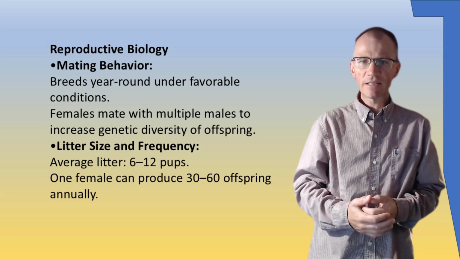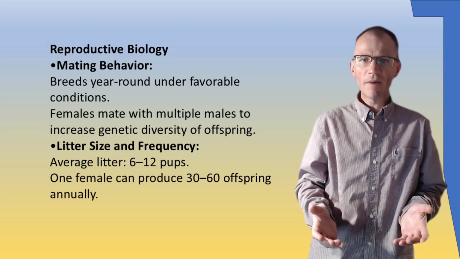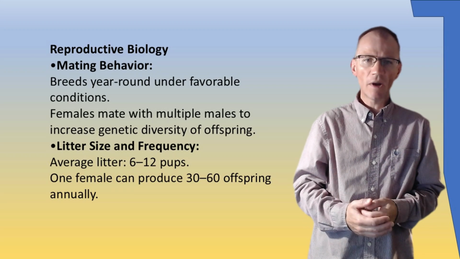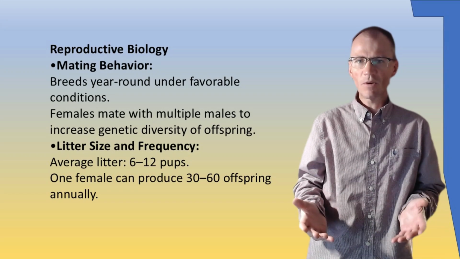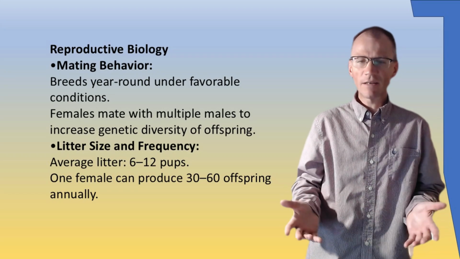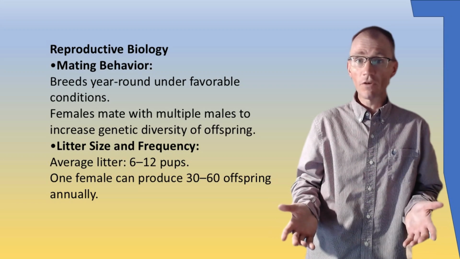Average litter is going to be 6 to 12 pups. One female can produce 30 to 60 offspring annually. So this is kind of giving you an idea when you're talking to your customers of just how quickly mice can reproduce and how quickly they can take over a structure.